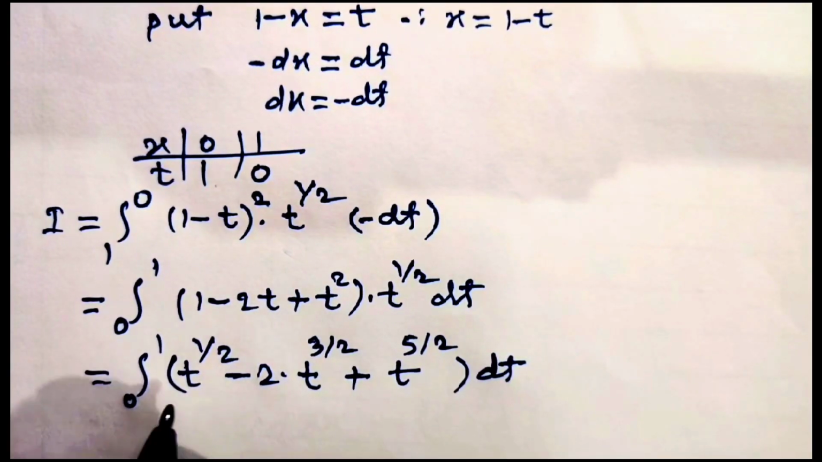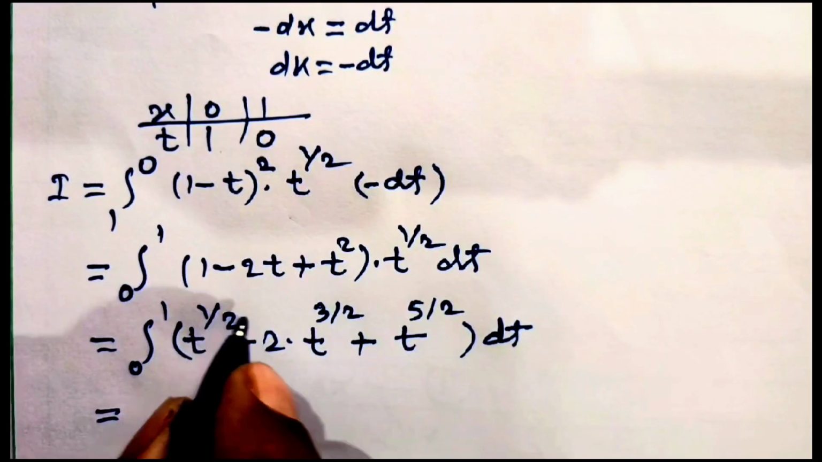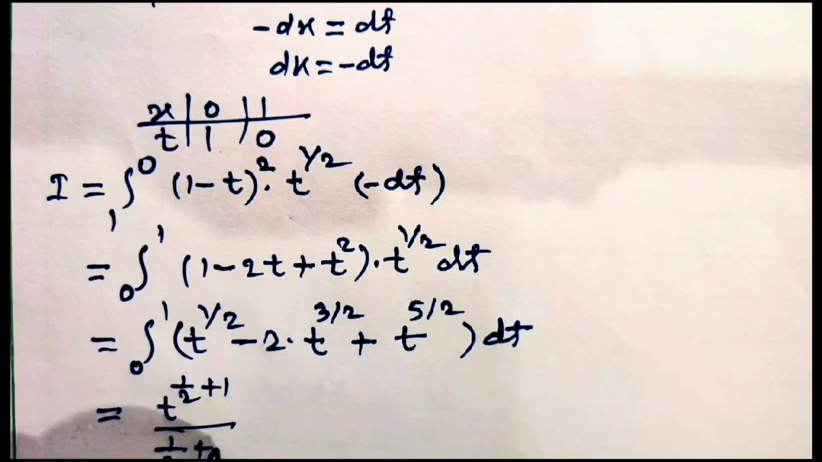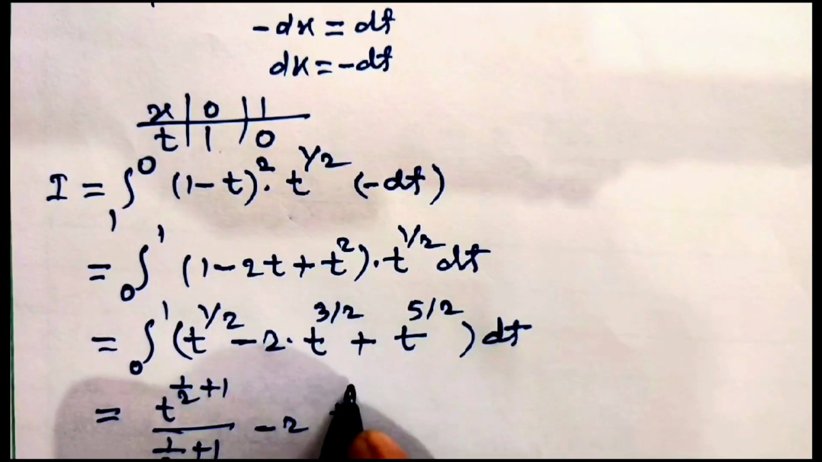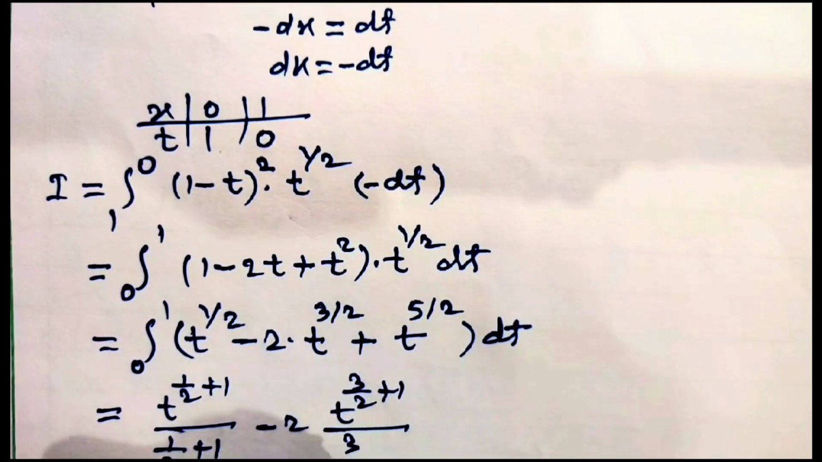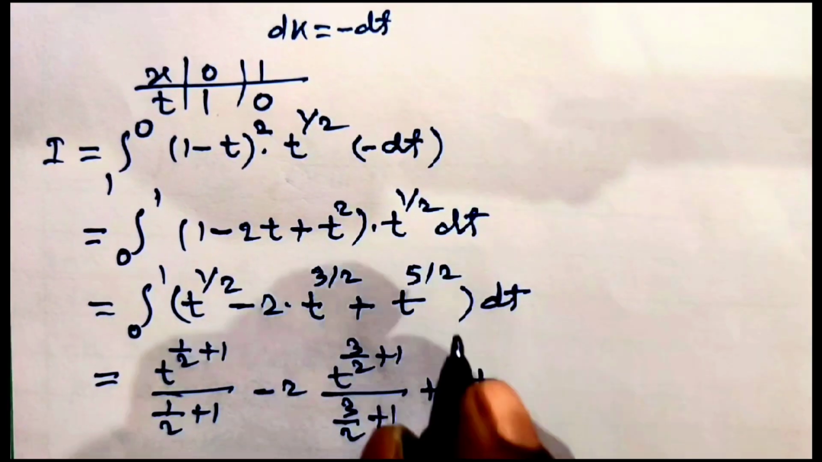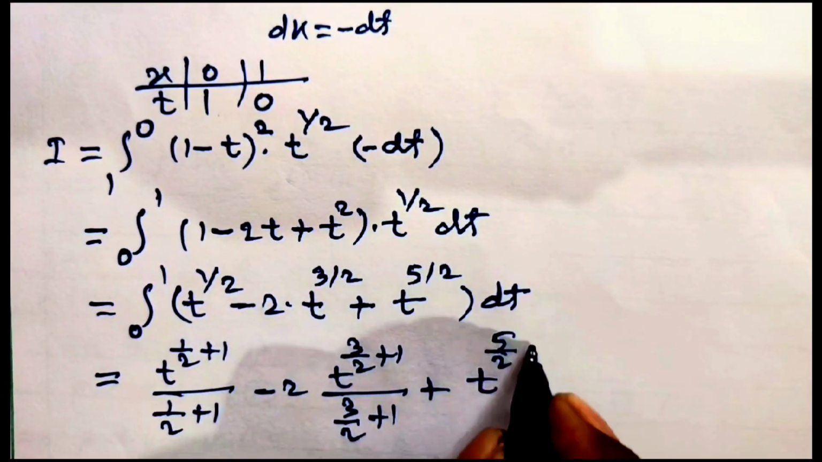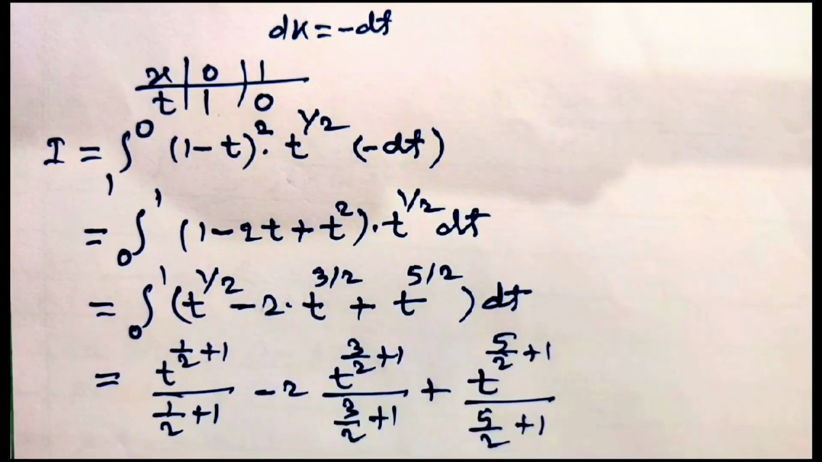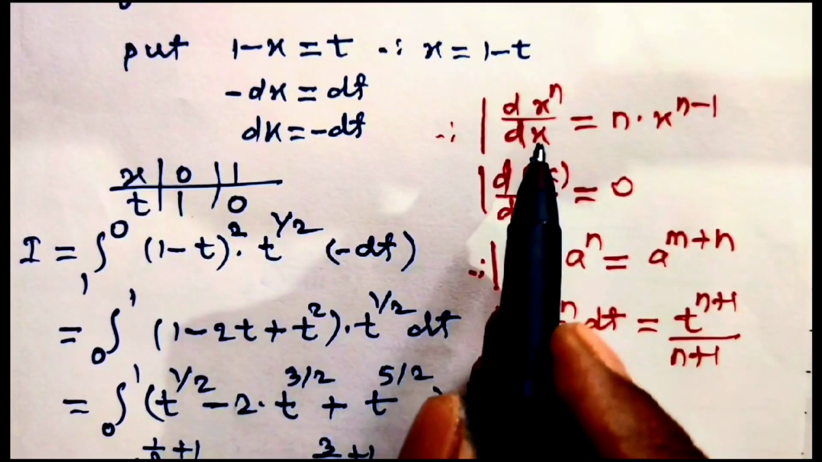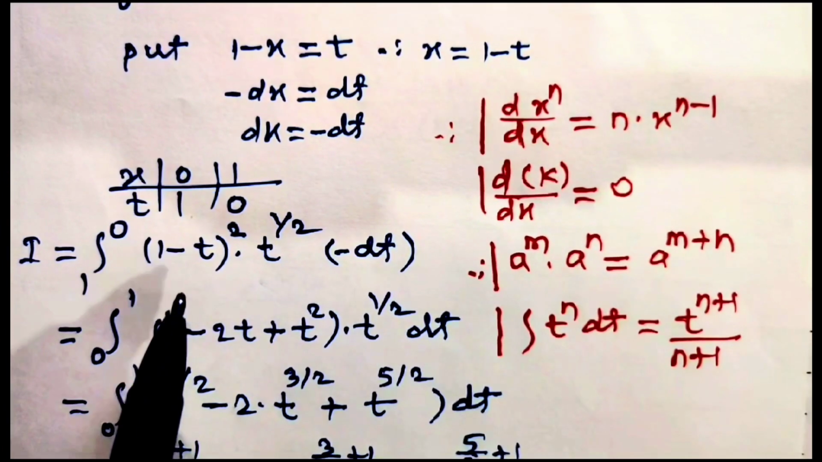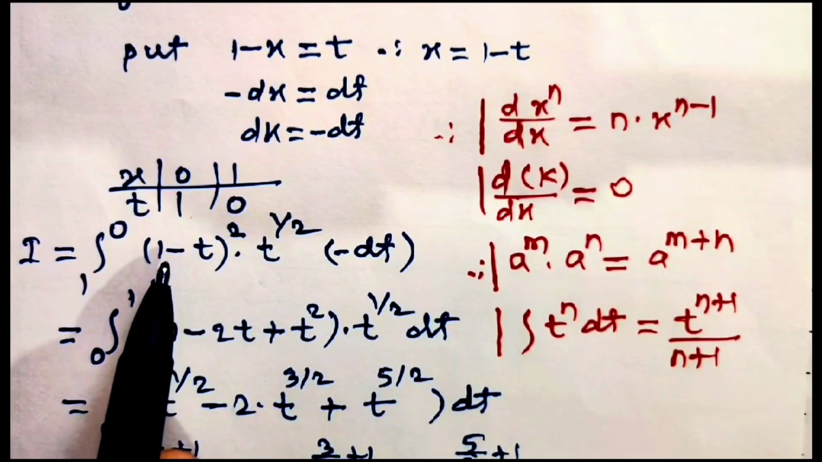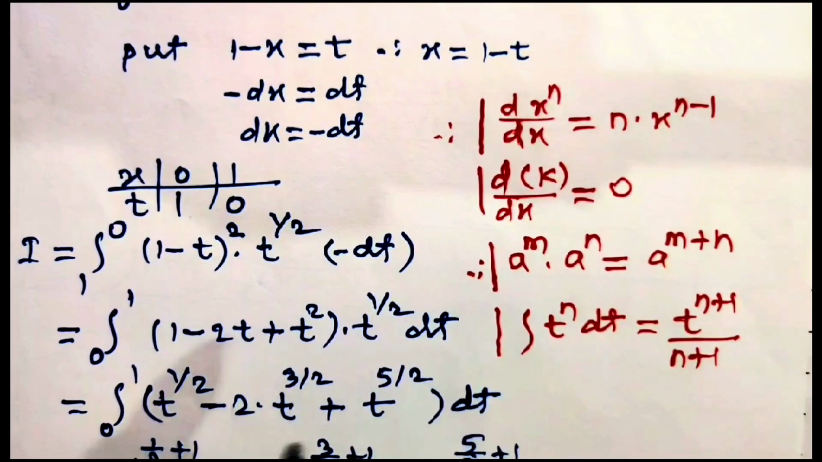Now integrate each term. So this is equal to t to the power half plus 1 divided by half plus 1. This is the integral of the first term, minus 2 into the integral of the second term, t to the power 3 upon 2 plus 1 divided by 3 upon 2 plus 1, plus the integral of the third term, t to the power 5 upon 2 plus 1 divided by 5 upon 2 plus 1. Here we are using formulas: this formula to differentiate with respect to x, this formula to differentiate a constant 1, this formula to get the multiplication of this bracket with t to the power half, and this formula to find the integral values of each term from the integral.